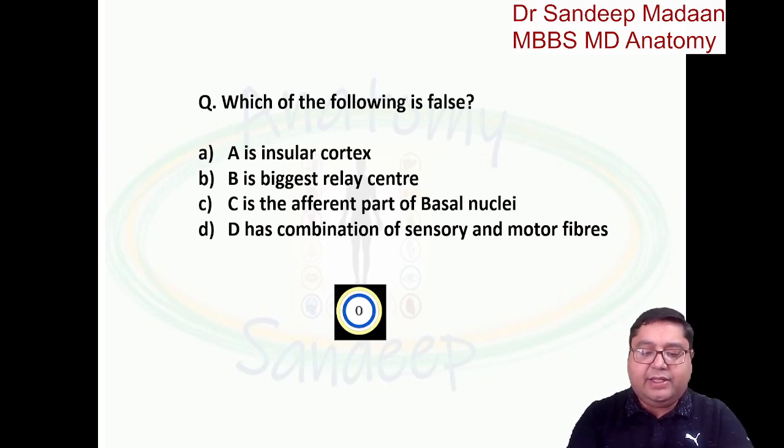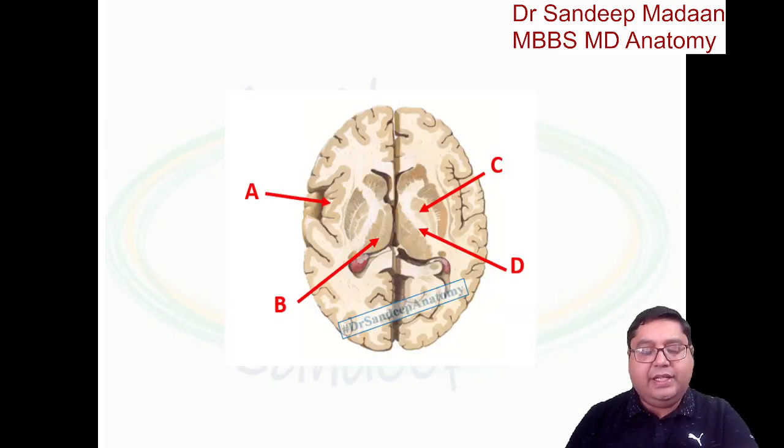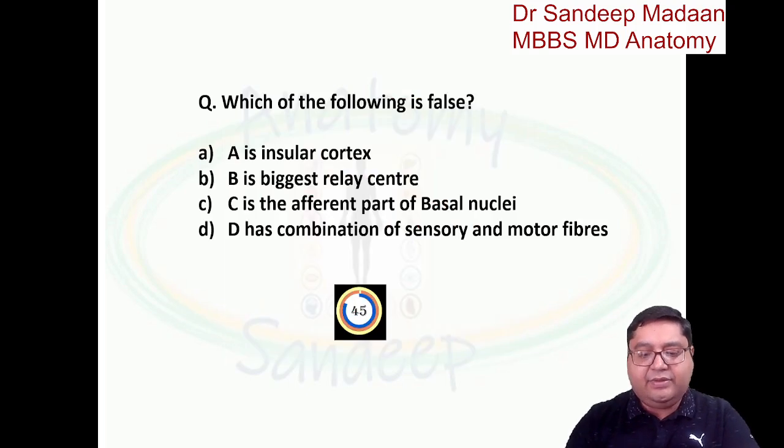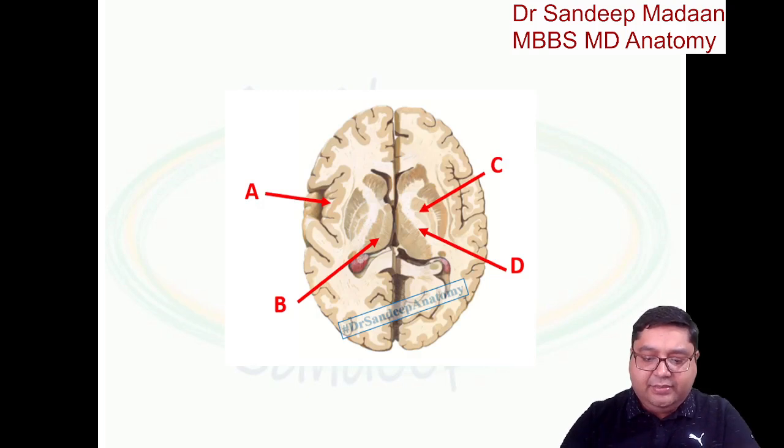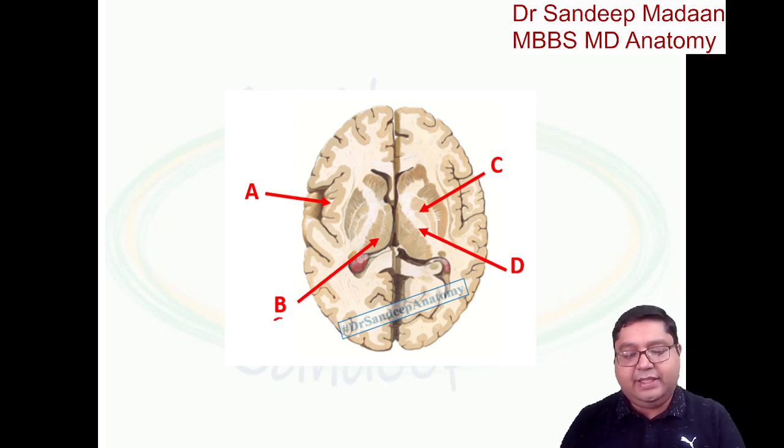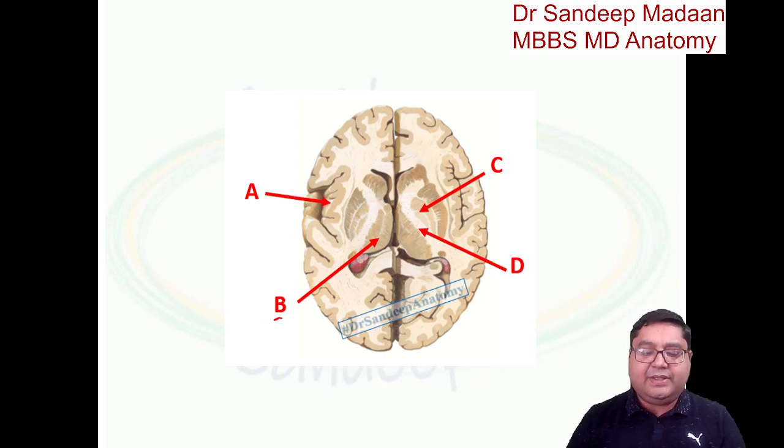So we have read these choices, but again let me show you the picture. What is A over here? A is the insular cortex, and that is what was given in the choice. B is the biggest relay center. Who is B? B is the thalamus. So thalamus is the biggest relay center. That is true. A is the insular cortex. That is true. We have discussed the thalamus, the biggest relay center.